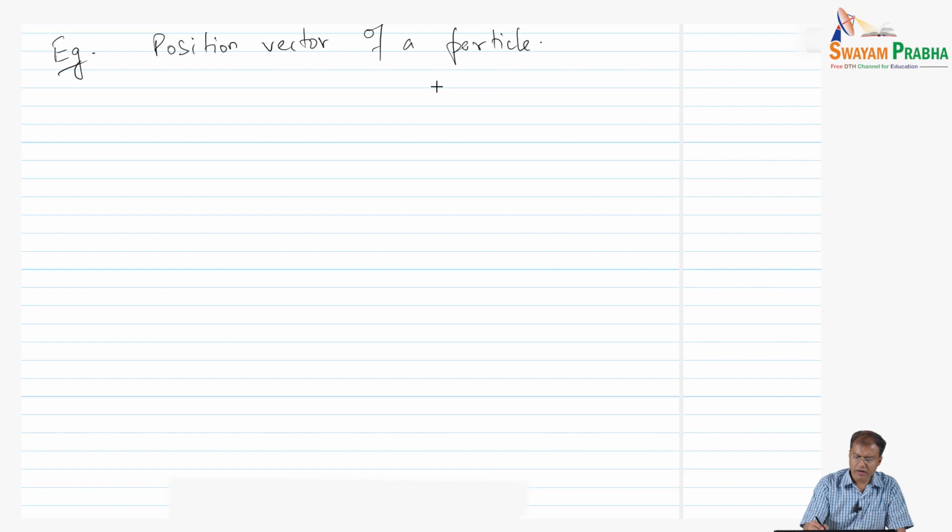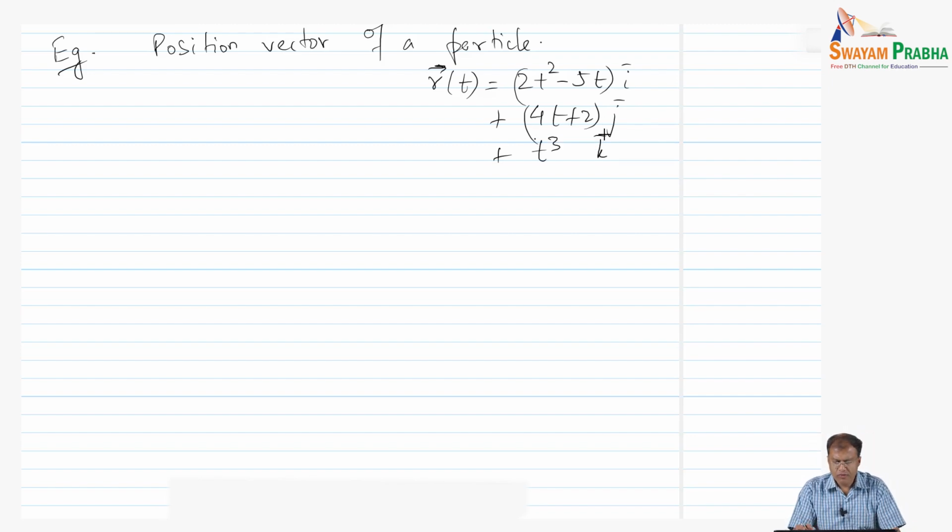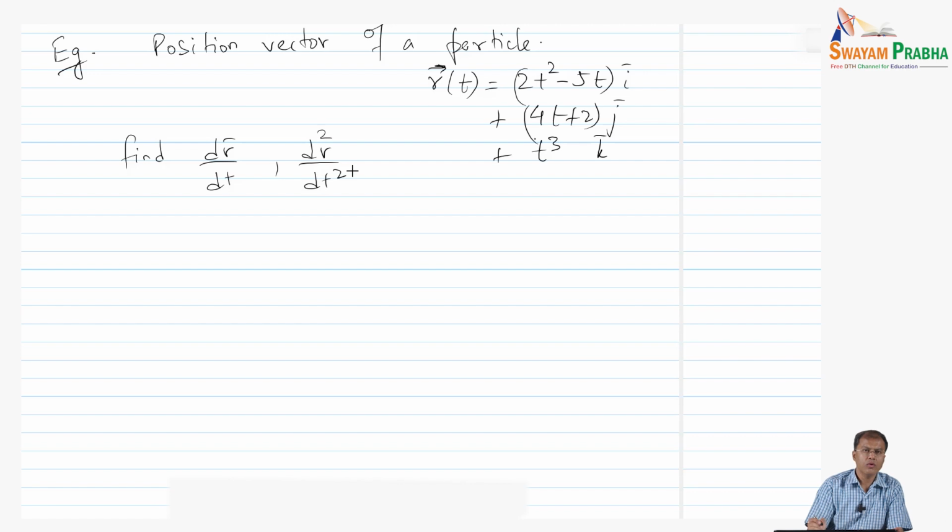So suppose a position vector of a particle r of t, where r is the position vector, is given by (2t² − 5t) i plus (4t + 2) j plus t³ k. So we see that this is my position vector. The problem says find dr/dt and d²r/dt².